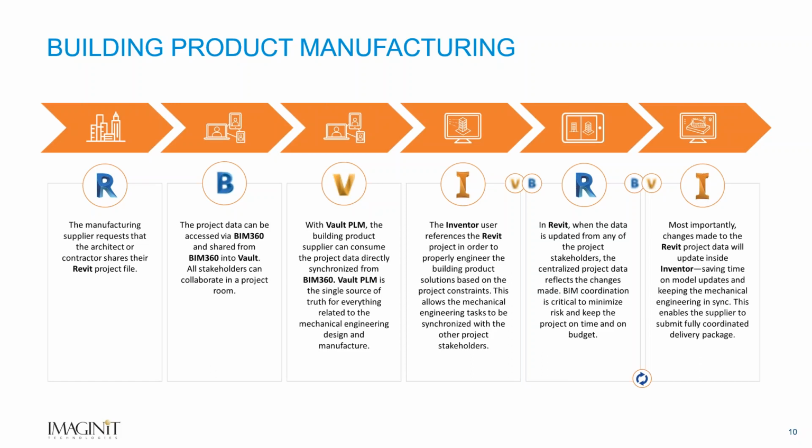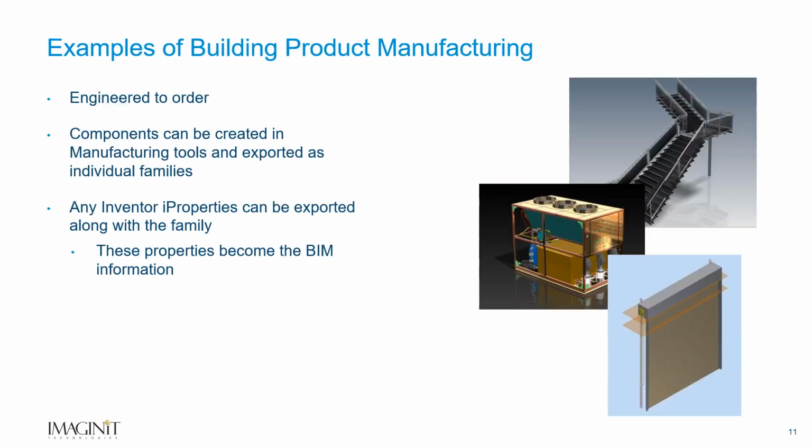Thanks, Caleb. Okay, so what we're going to do is, here's some examples that we might see of something like this. When we're talking building product manufacturing, it's something that goes into a building. So it's something typically engineered to order. So it's not just a product that I'm putting out there, a simple product. It's something we're building to match the specifications.